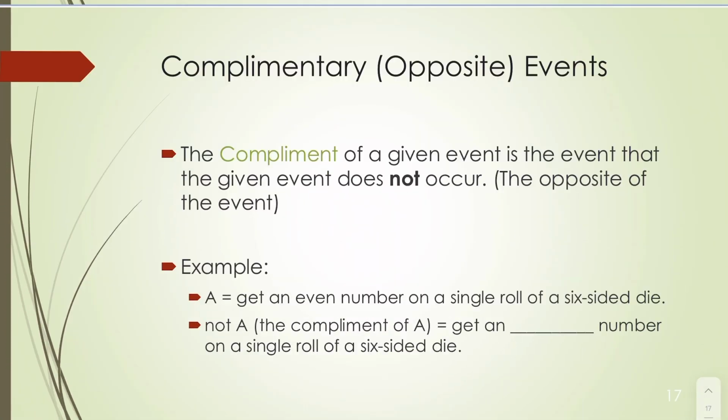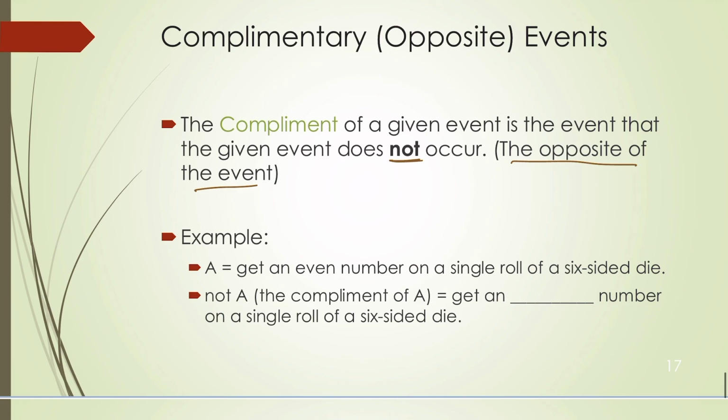Okay, complementary or opposite events. The complement of a given event is the event that the given event does not occur. So it's all of the outcomes that are not in the given event. Okay, so example, A, and let me just write that out. Not A is going to be all possible outcomes that are not in A. And it's very good to think about events as a list of outcomes.